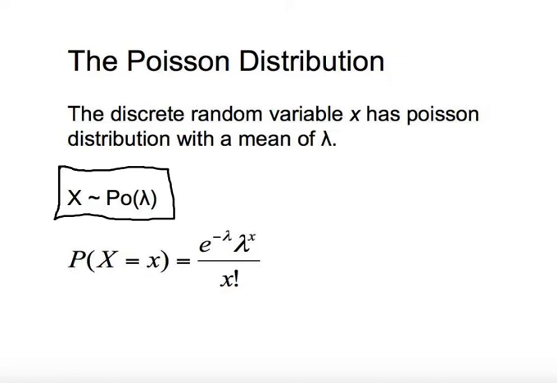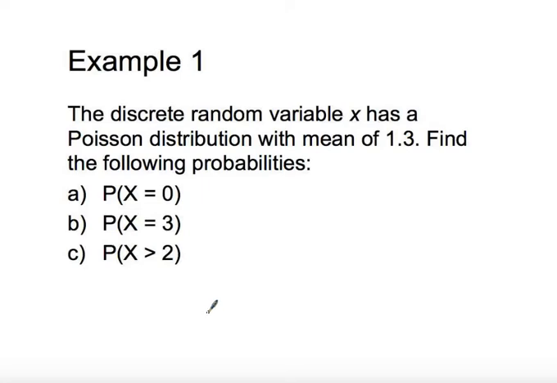So let's have a look straight away at an example. We have a discrete random variable X has a Poisson distribution with mean of 1.3, and we want to find the following probabilities. Probability X equals 0, probability X equals 3, and probability X is greater than 2.